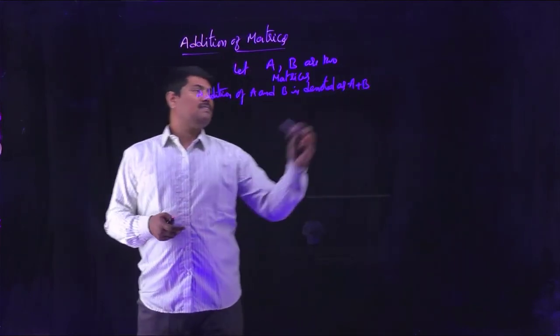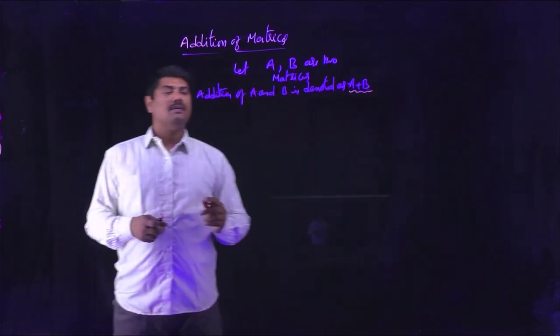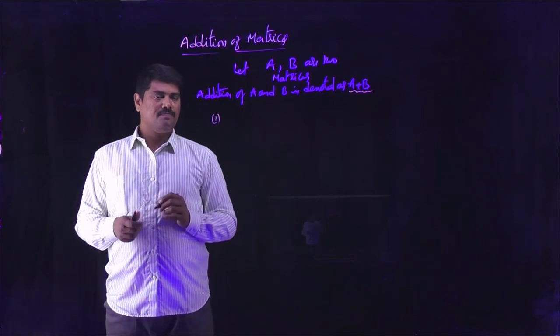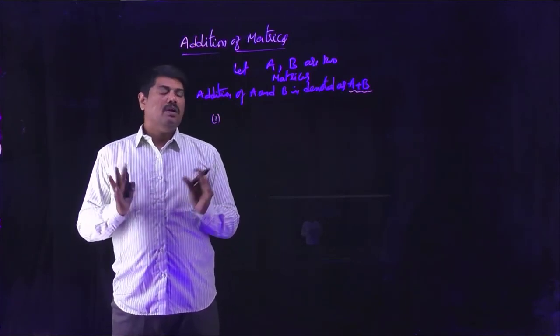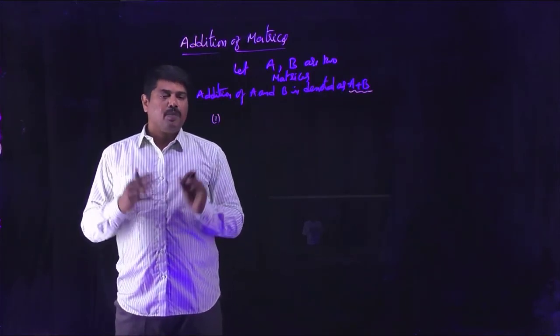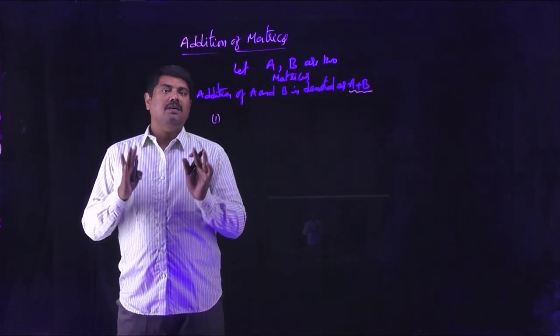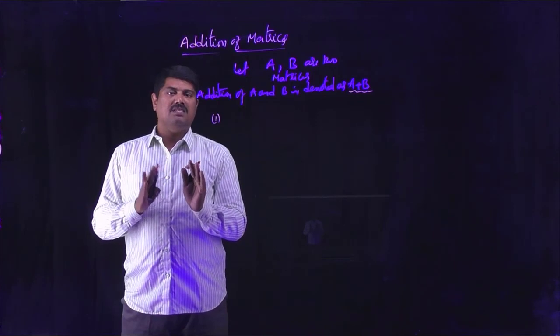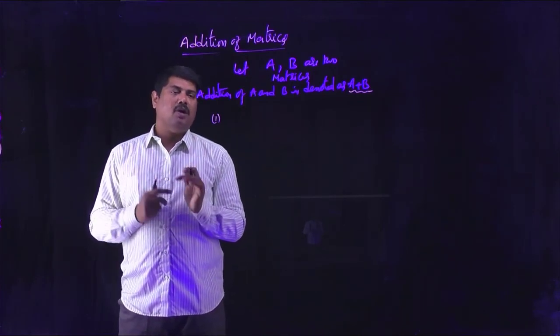Addition of two matrices is denoted as A plus B. Now what are the conditions? Let me explain one by one. The first condition: to add two matrices, both matrices must be of the same order. You can add matrices only if they have the same order.